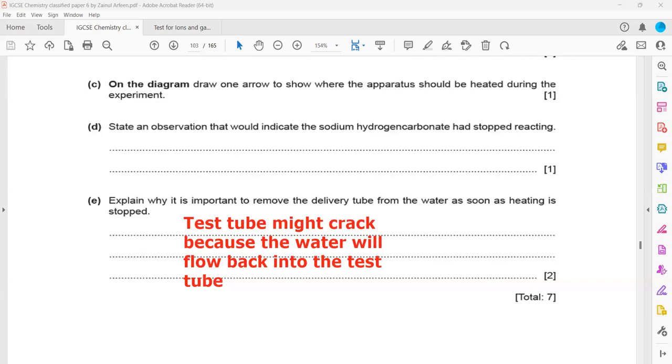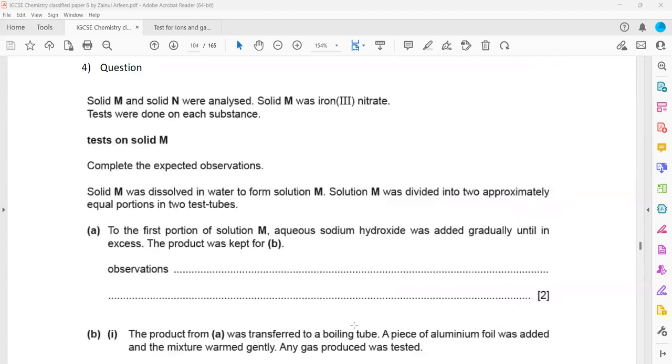Then the next question is related to identification. In paper 6, you will have the identification test and an identification chart, the observation and the test. You have to just use the result to indicate. Compared to last year, students used to memorize these ions. For paper 2 and 4, you still have to memorize. But for paper 6, you can use the formula sheet.